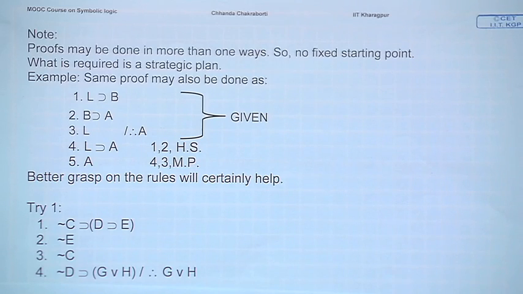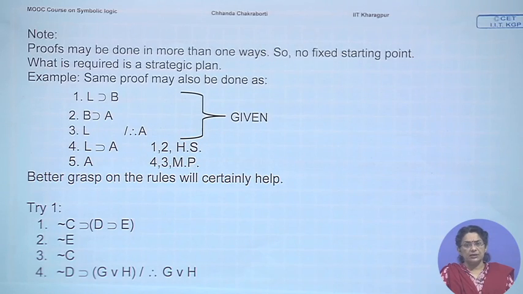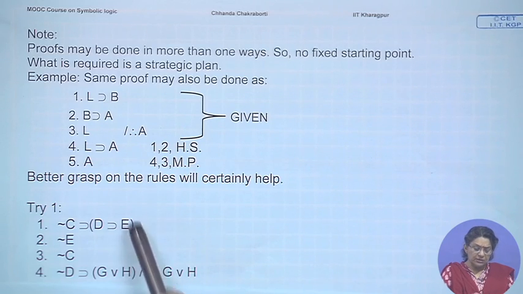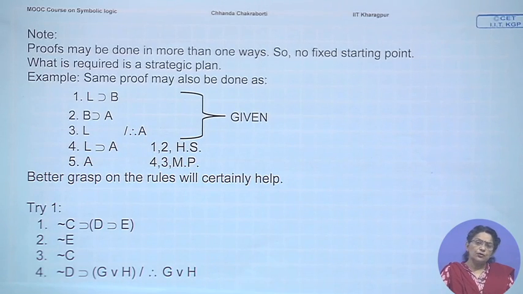But before that, what is required and absolutely essential is a plan, a strategy. How are you going to go about it so that this would be the last line of your proof? How can you derive G wedge H from all of this? Take a good look at the premises and try to form a plan.